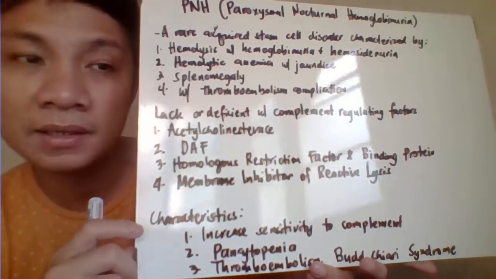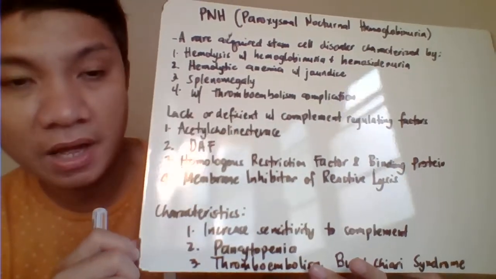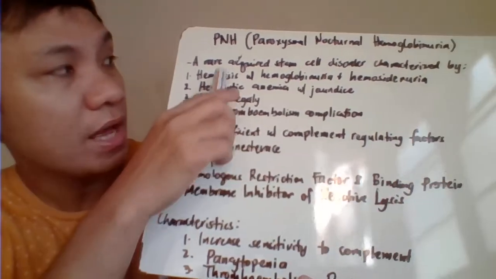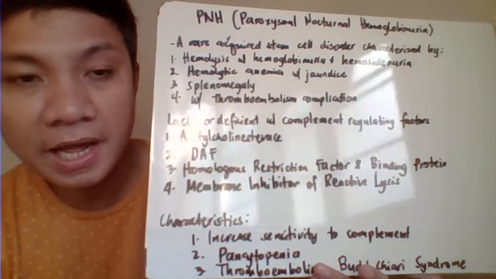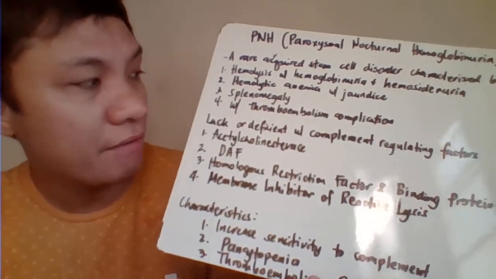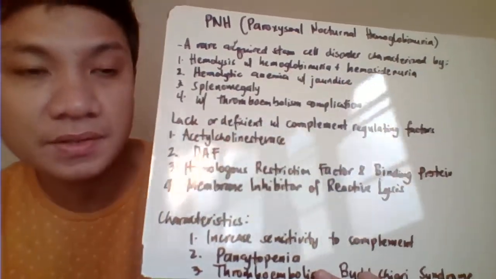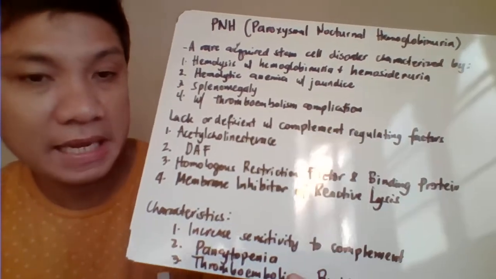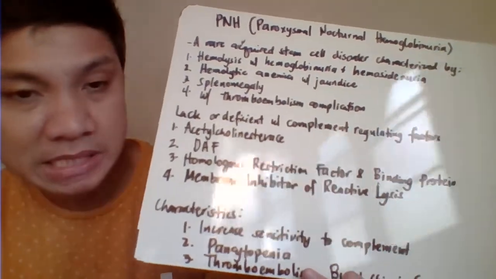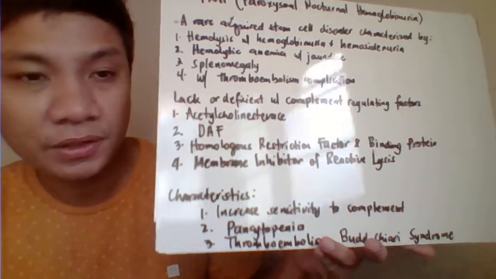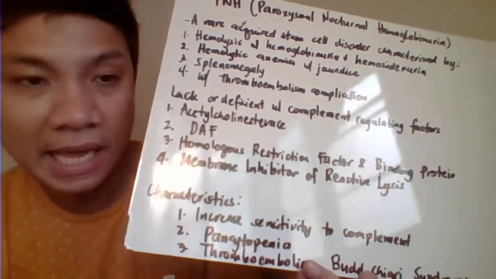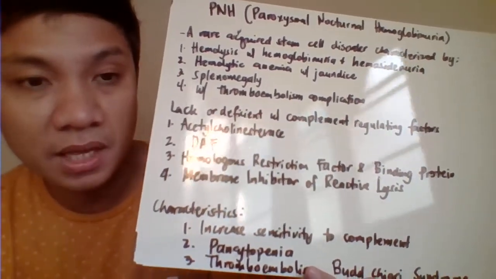So being a hemolytic anemia, it would have the following manifestations. It would have hemoglobinuria, hemoglobinemia. It would also have jaundice because of the red cell destruction. It would have splenomegaly and would have also thrombosis.